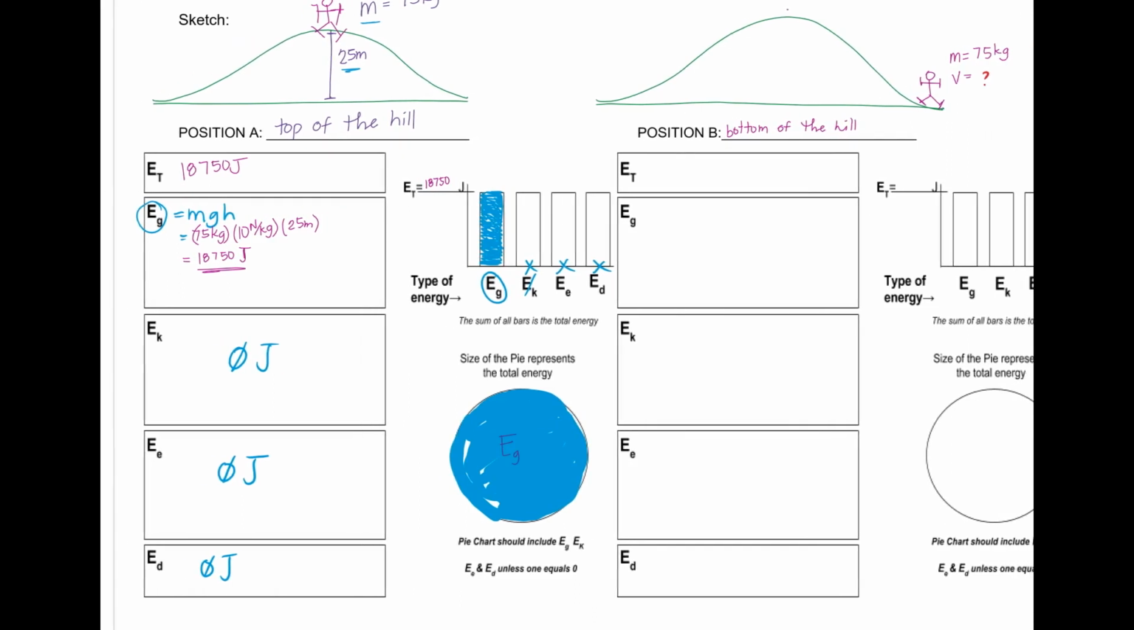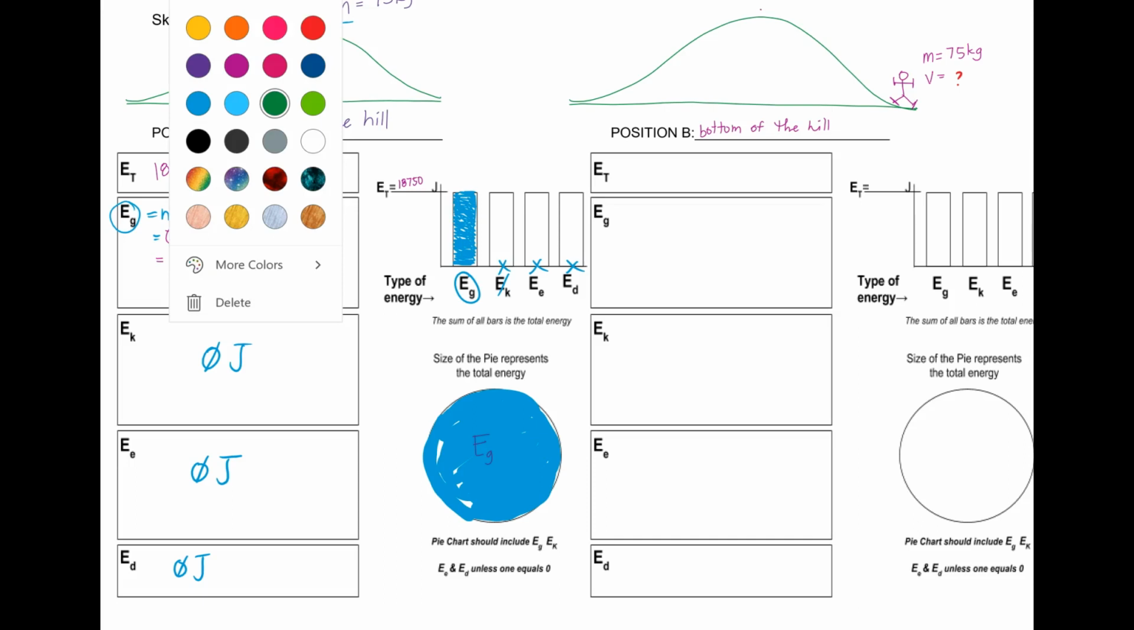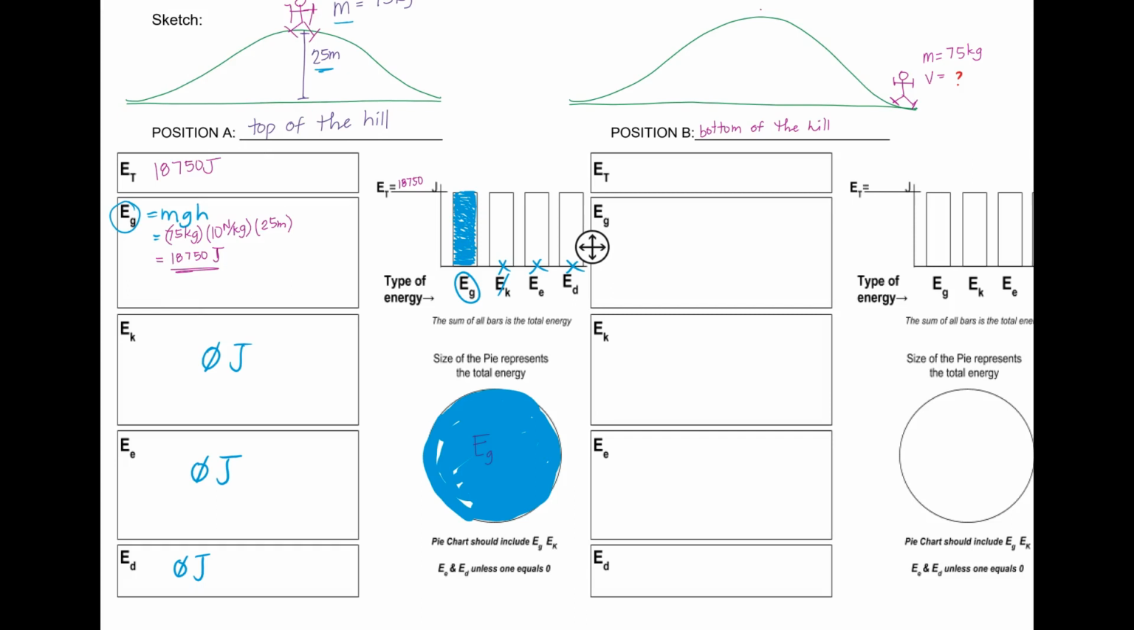All right, in position B, he's at the bottom of the hill. So that means he wouldn't have any gravitational energy, because he's at the bottom of the hill. So we're going to have 0 joules there. Nothing is stretched or compressed, so here you want to think about stretched or compressed. And since nothing is being stretched or compressed, we know that's 0 joules. And once again, we're assuming that there is no energy dissipated by friction, so this is also 0 joules.